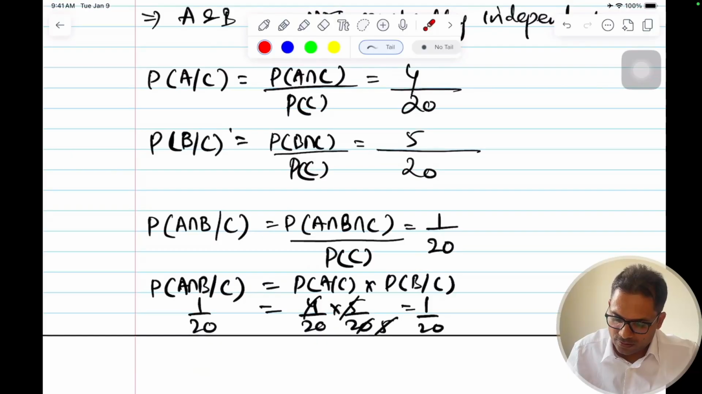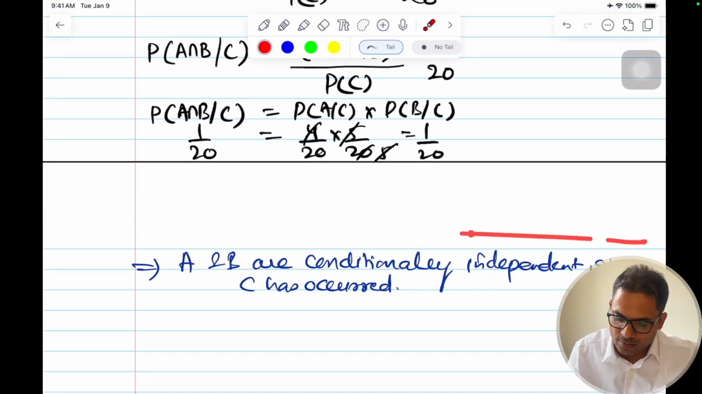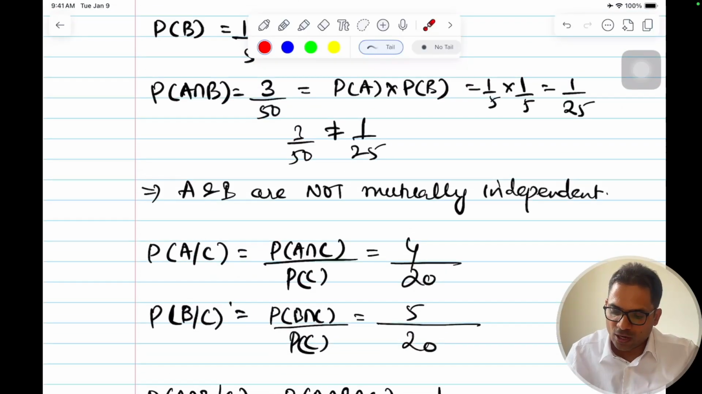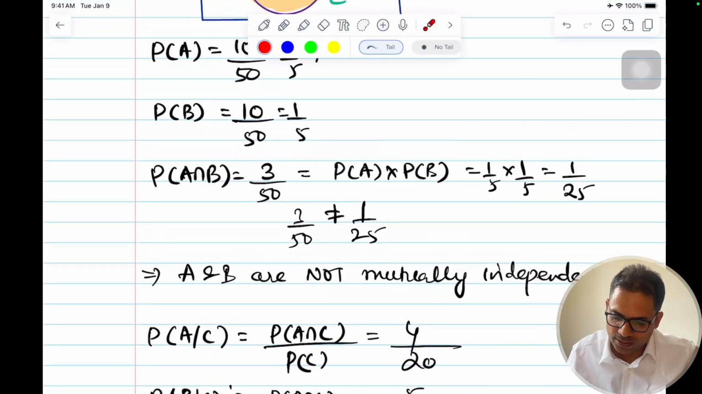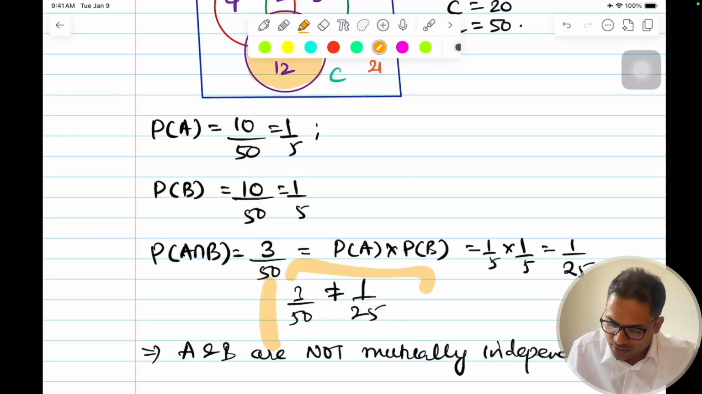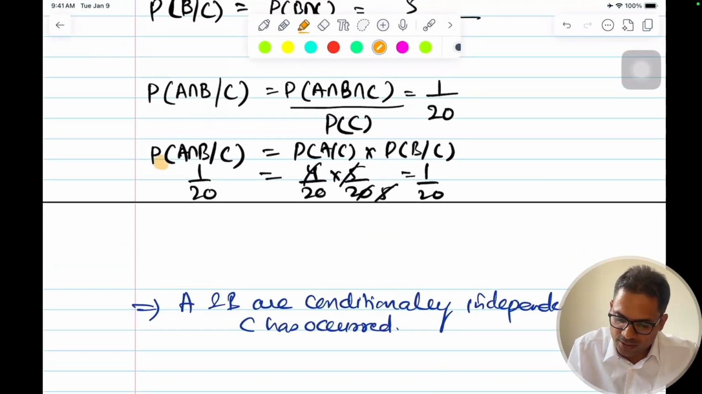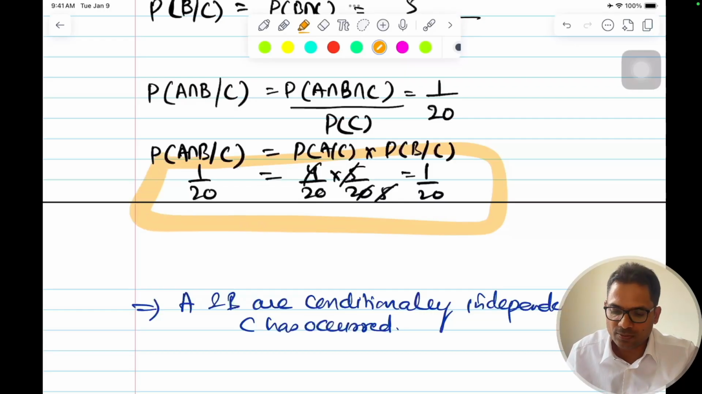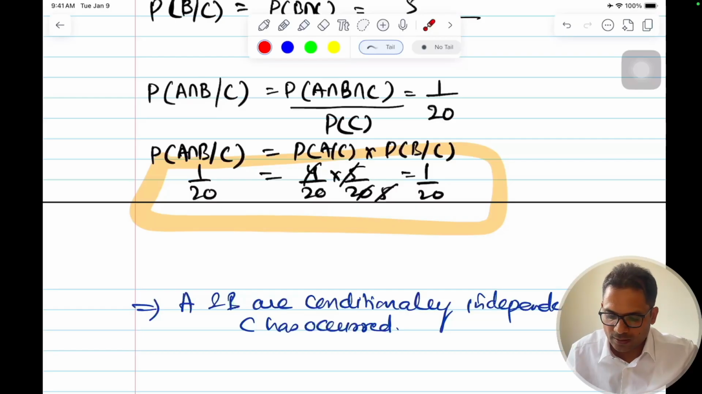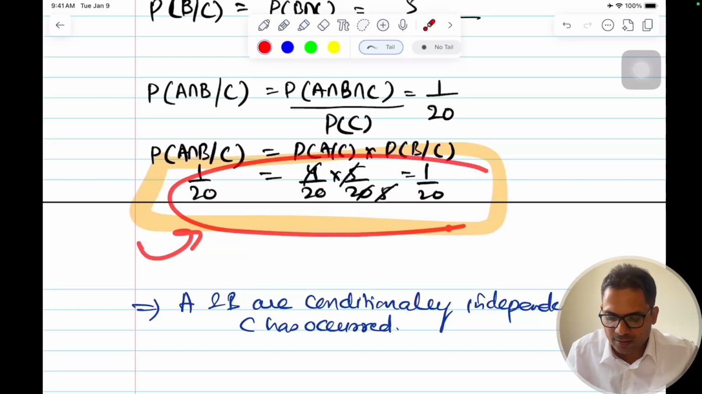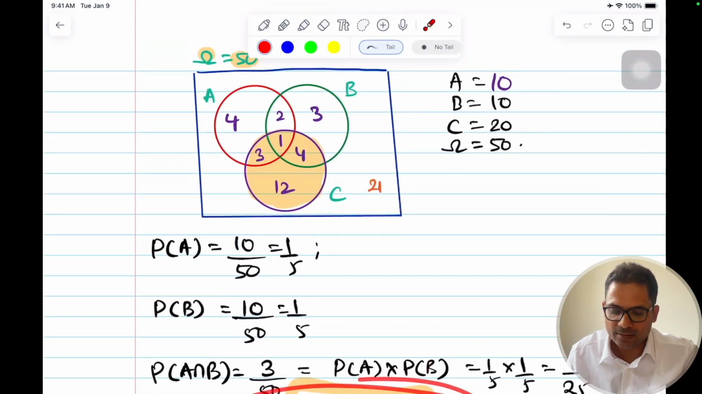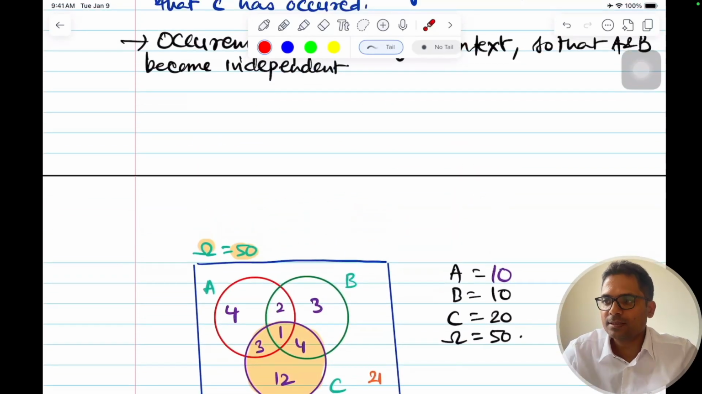So without the condition, 3 by 50 was not equal to 1 by 20. But here, 1 by 20 is equal to 1 by 20. Because of C, this is independent conditionally, and without that, this is not independent. I hope the conditional independence is clear.